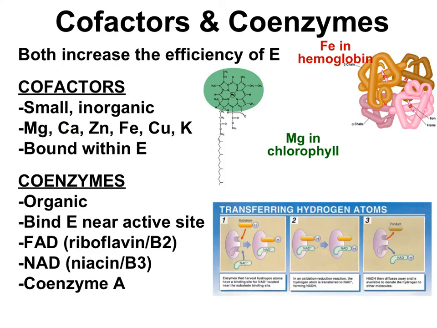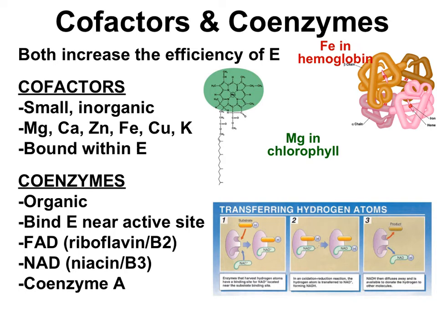So now I want to talk to you a little bit about cofactors and coenzymes. We're just going to touch on this. What cofactors and coenzymes have in common is that both of them increase the efficiency of enzymes. What's different about them is just how they look and what they're made up of. Cofactors are small and inorganic, whereas coenzymes are a little bit bigger and organic.